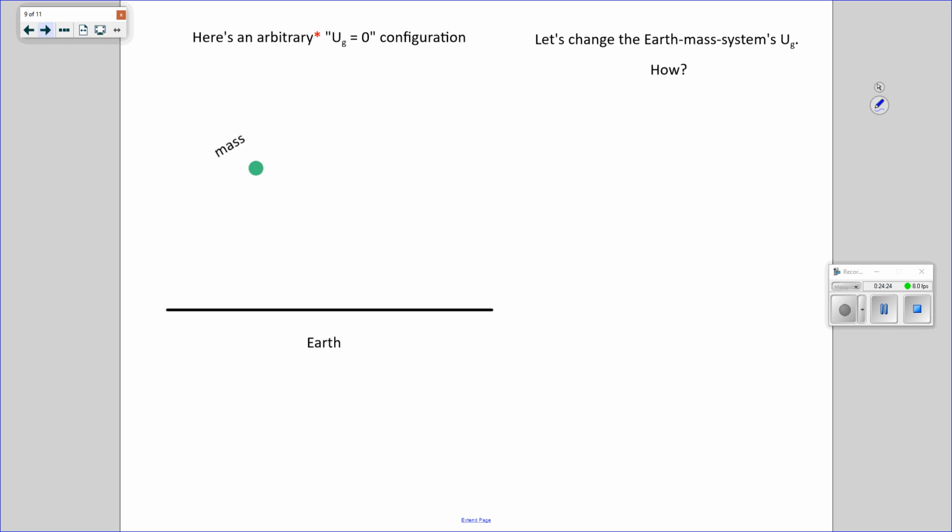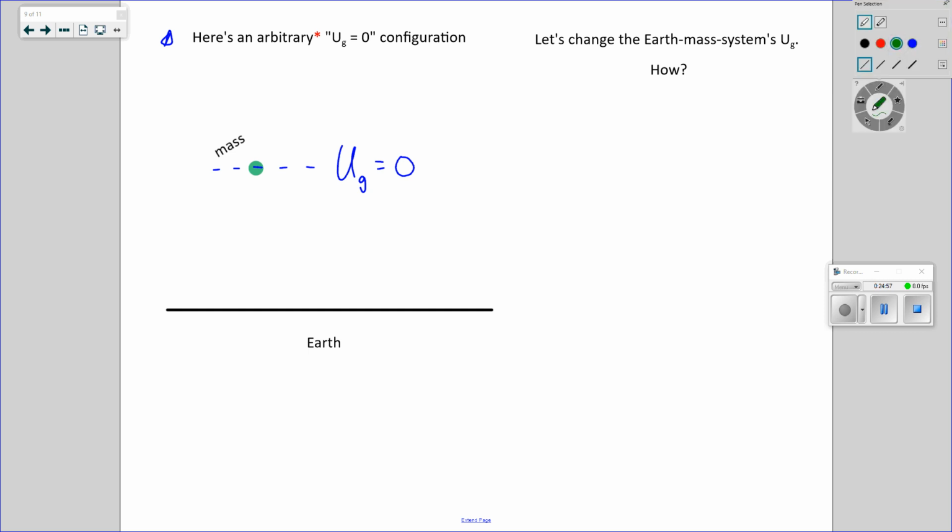So here's what we got. Here's the Earth. Here's an object. And here's what we call our arbitrary, let's say right here, we define this system to have 0 gravitational potential energy. We can do that if we so choose. That's a great thing about gravitational potential energies. You can choose whatever configuration you want for the Earth-object system to have zero gravitational potential energy, or someone will define it for you.